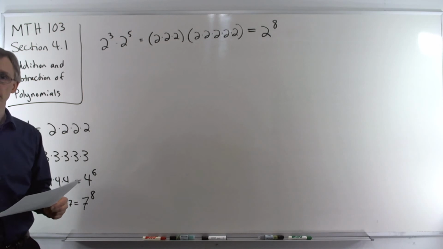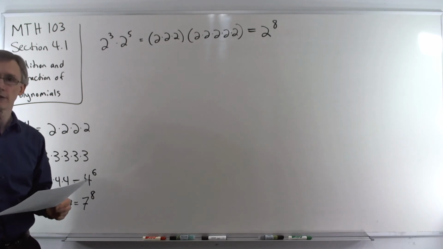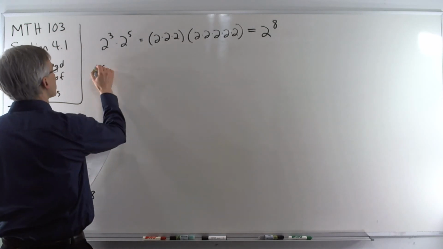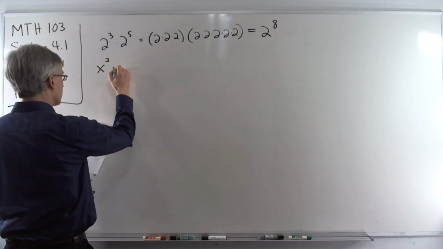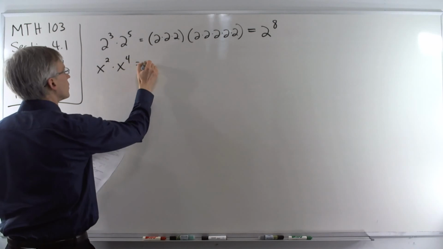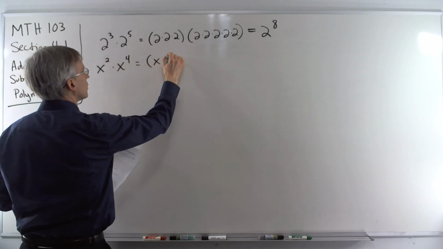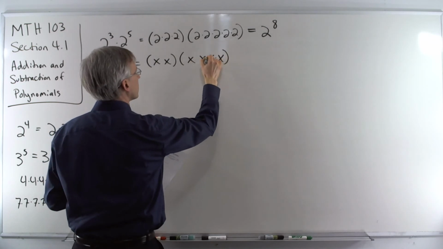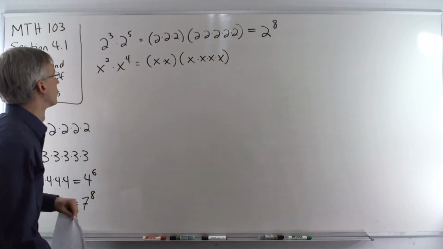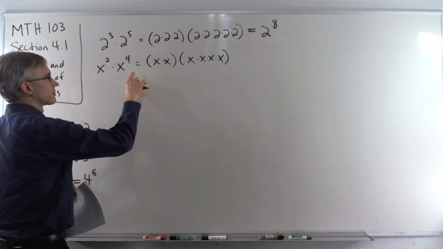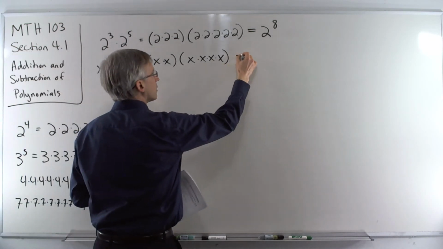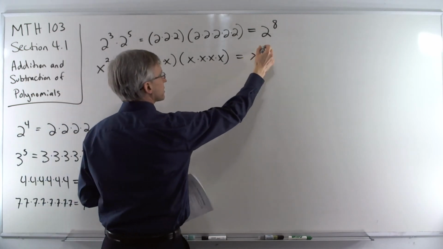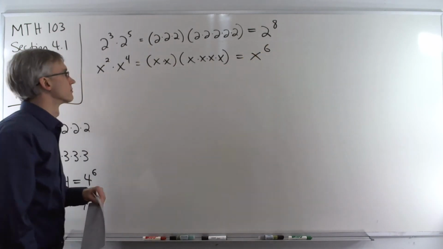Just a reminder, I'm not going to stop. I'm just going to keep going, so you should be pausing the video and working on these at your own pace. So x squared, that's 2 x's, x to the 4th, we got 4 x's. x is the base, 1, 2, 3, 4, 5, 6. So we have x to the 6th power.